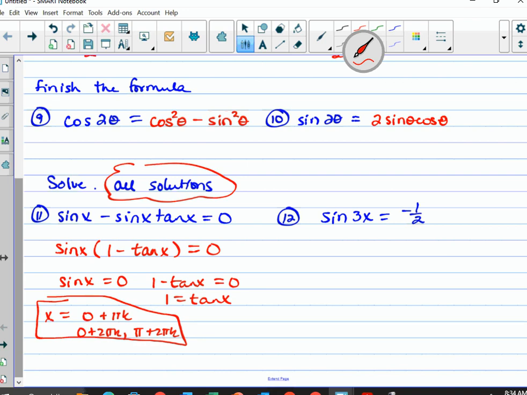And then where does tangent equal 1? Okay, where else? Pi over 4 and 5 pi over 4. So again, you could do each of those, or just do pi over 4 plus pi k, and that will cover all of them. Then you just do plus. Okay, Nate.